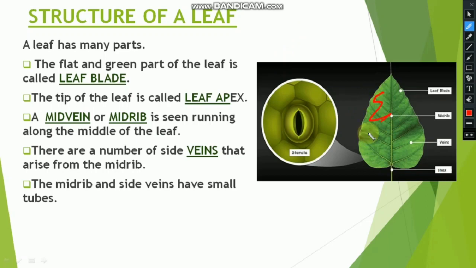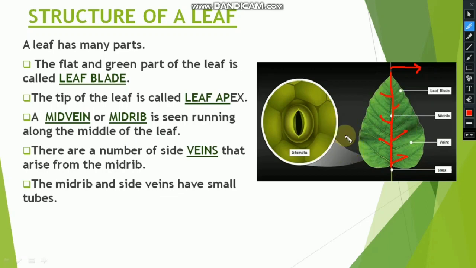This flat and green part is known as the leaf blade. Okay. Next part is leaf apex. So this tip of the leaf is known as the leaf apex. This is the midvein which is running in the middle, and to this midvein a lot of veins are attached. These are the veins which provide water to the leaf.